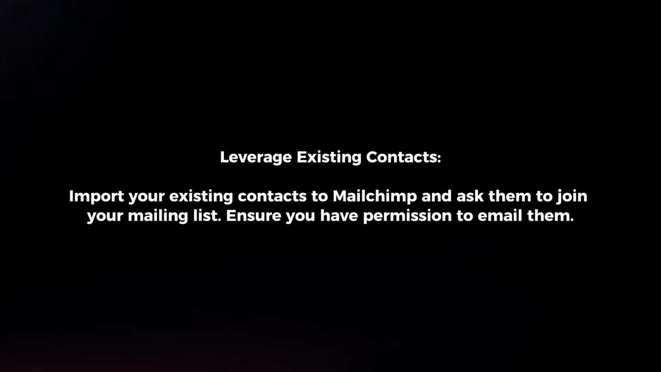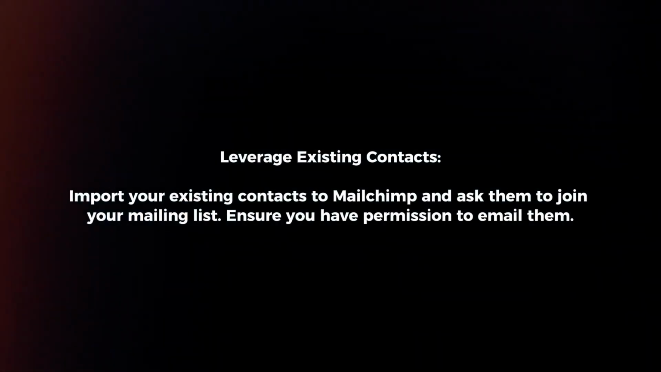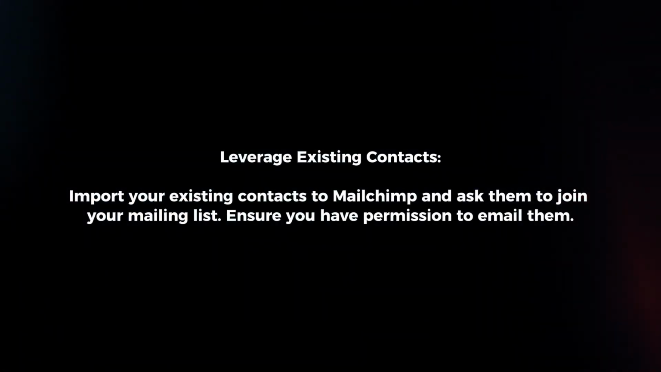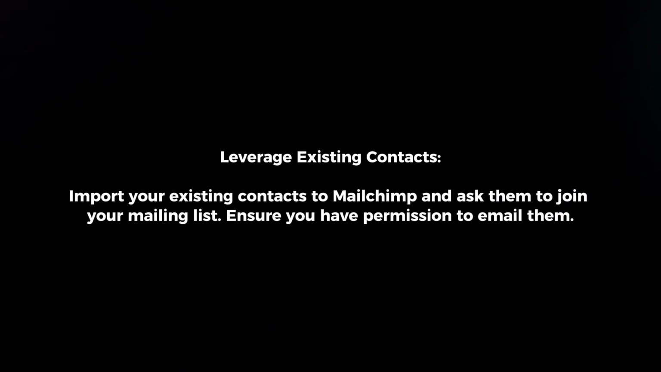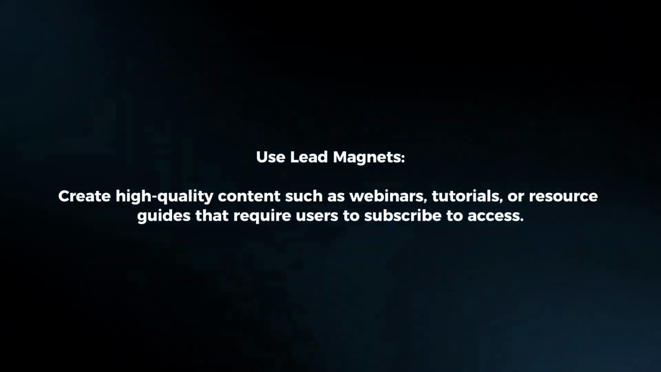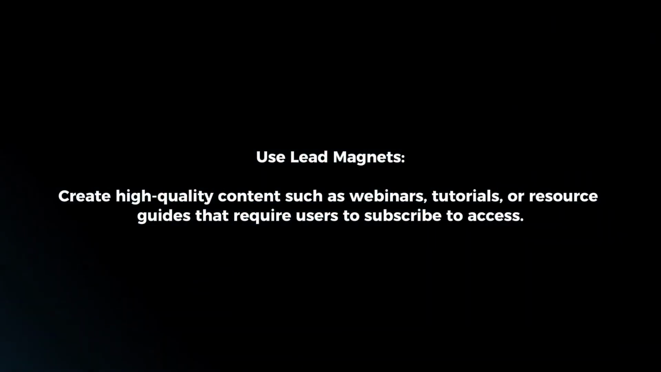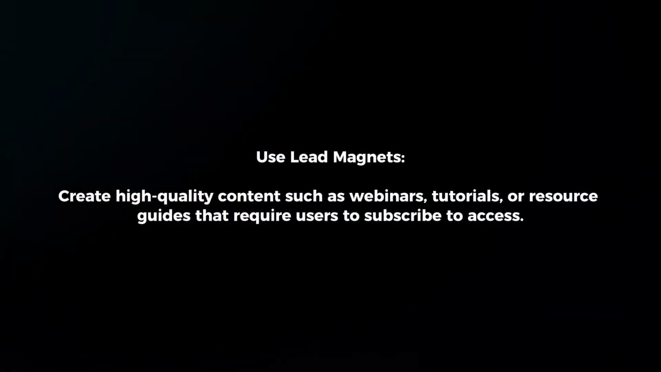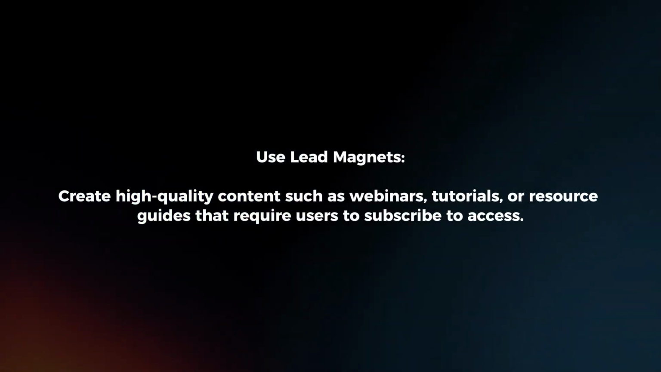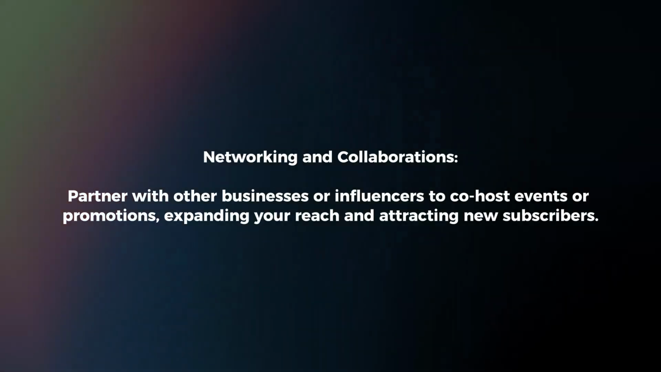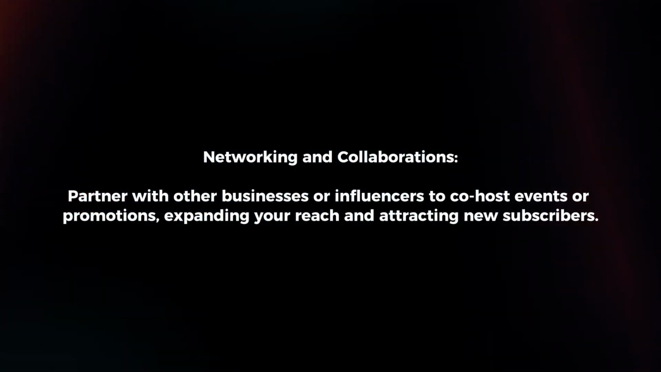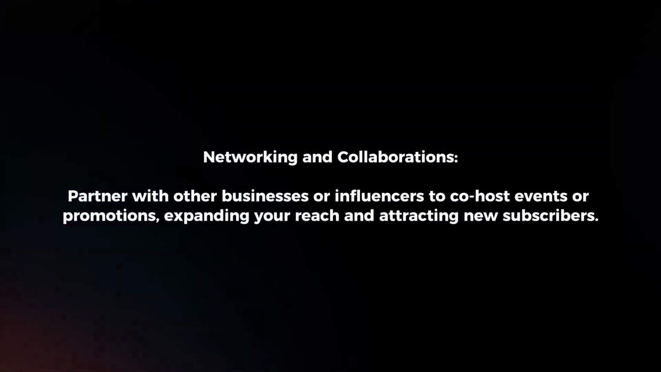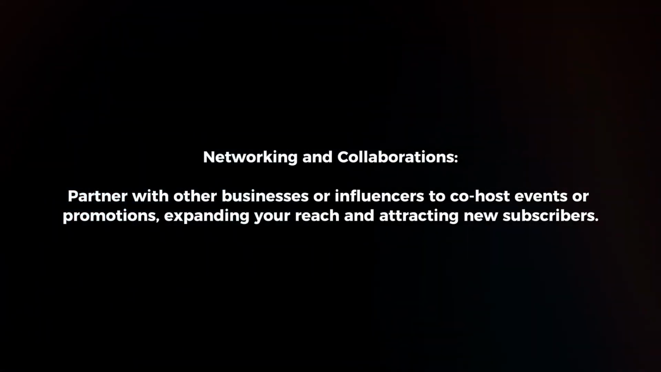Leverage existing contacts. Import your existing contacts to Mailchimp and ask them to join your mailing list. Ensure you have permissions to email them. Use lead magnets. Create high-quality content such as webinars, tutorials, or resource guides that require users to subscribe to access. Networking and collaborations. Partner with other businesses or influencers to co-host events or promotions, expanding your reach and attracting new subscribers.